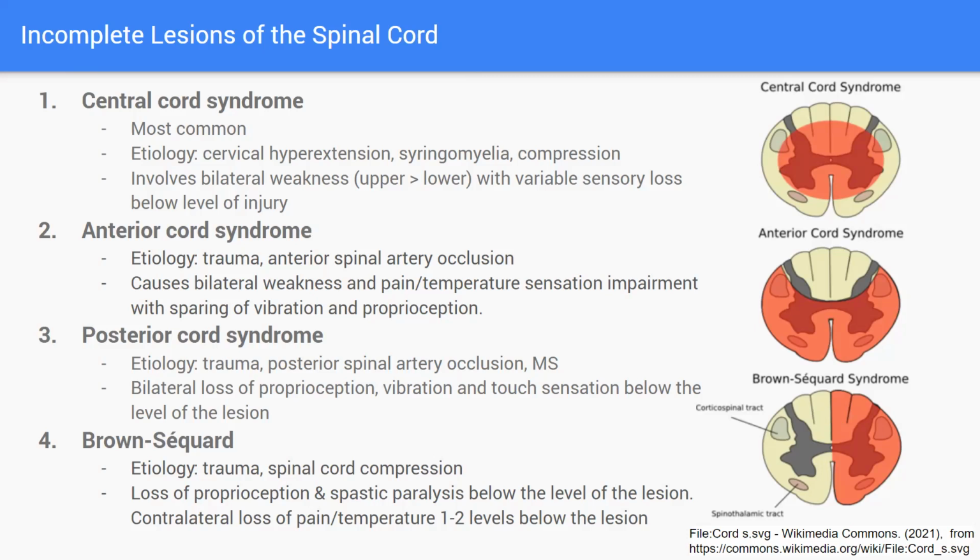So you would have mostly an upper motor neuron picture, and you would also have a contralateral loss of pain and temperature sensation, because as we saw just a few slides ago, those fibers tend to cross over. And so that information, which would have already crossed over, is from the other side of the lesion.